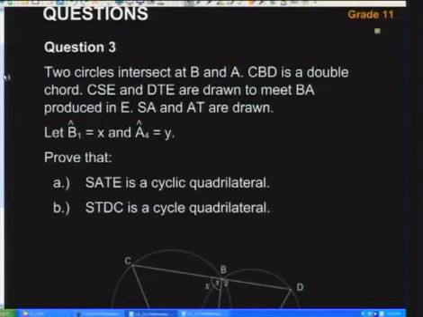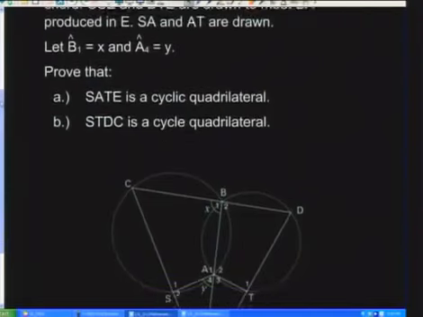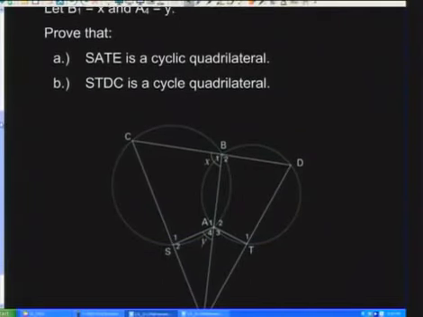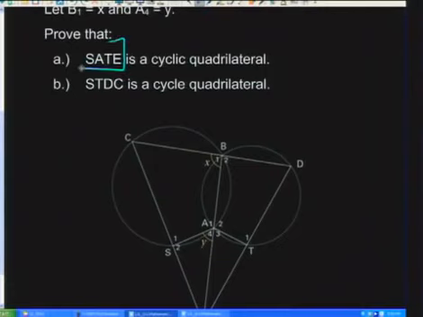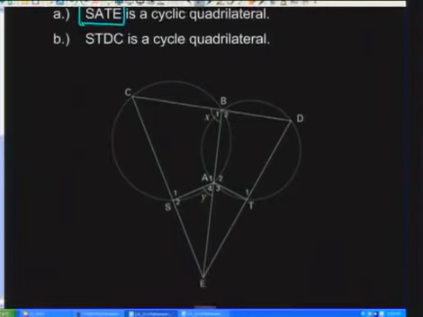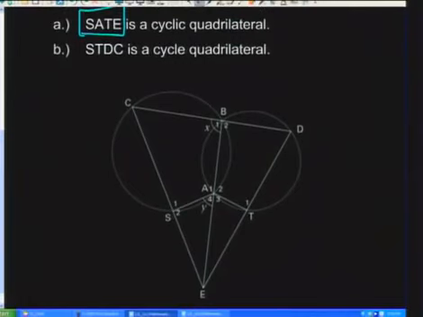So let us go to the shape. Everybody, take your colored pen. We're all going to do this together. SATE, and we're going to outline that shape.